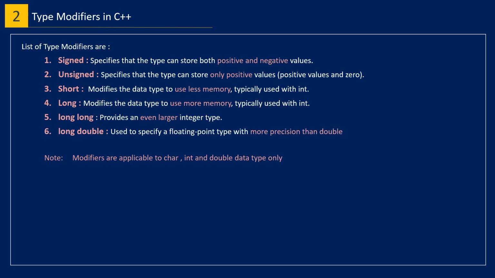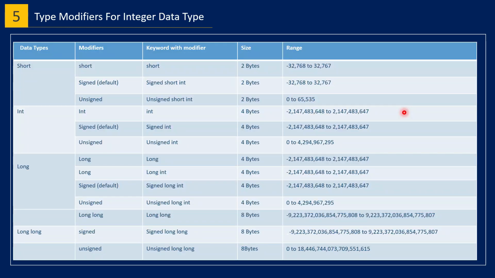Long double is basically used for the double data type if you want to increase the precision beyond double. These type modifiers are basically used for character, int and double data types only. Here is the list of type modifiers for the integer data type, and we have already discussed what is meant by signed, unsigned, short, long, long long.